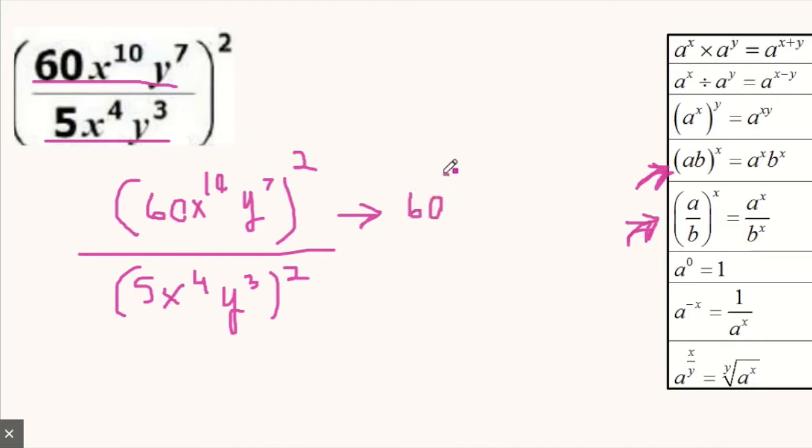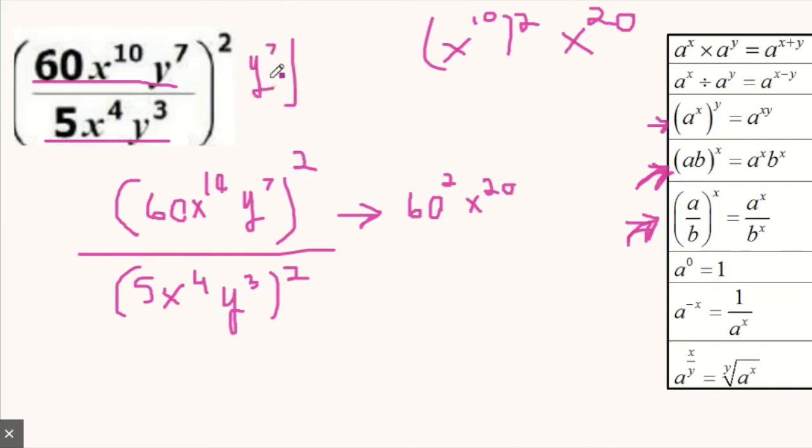It's going to be 60 squared, x to the 10th power squared is going to be, using this rule right here, 10 times 2, x to the 20th power. So x to the 20th power, and y 7 squared is by the same rule going to be y to the 14th power. So that's the numerator. Now let's do the denominator.